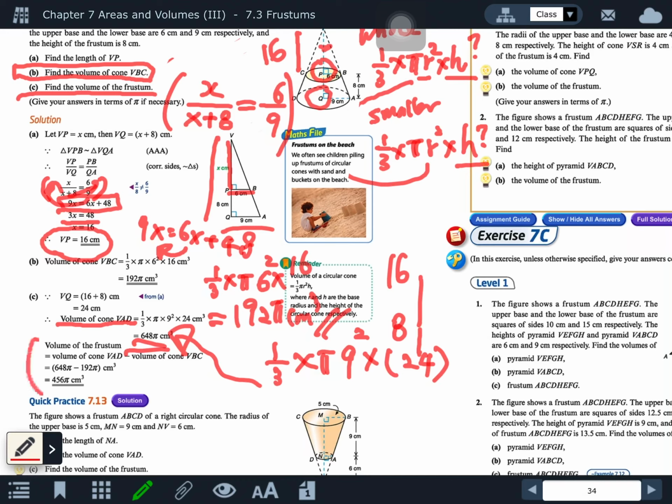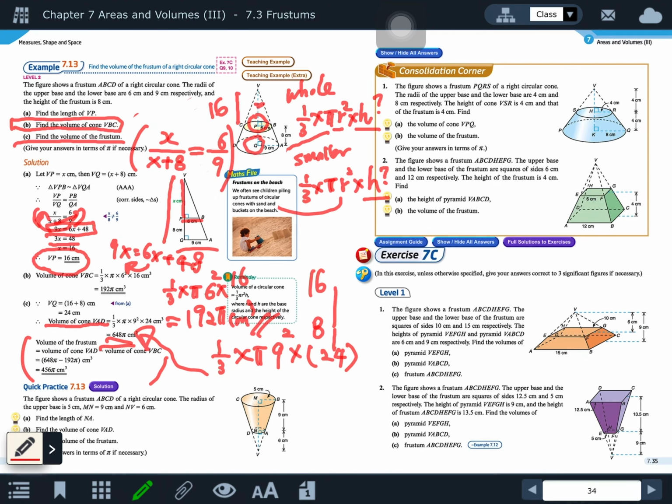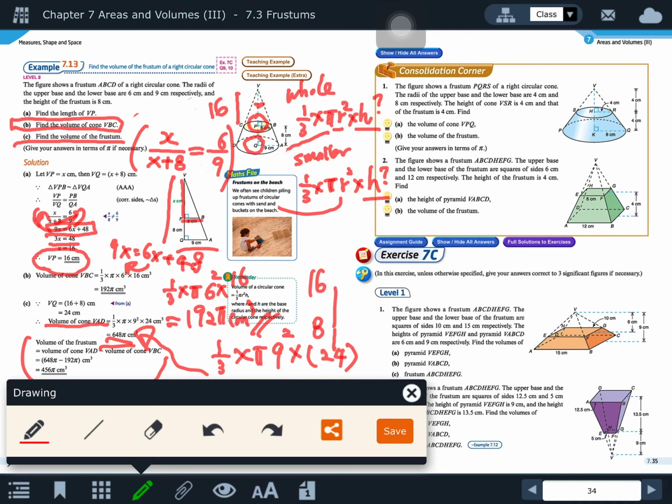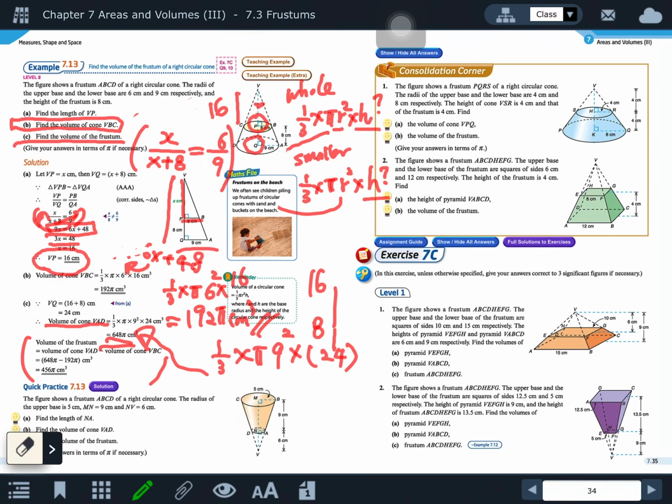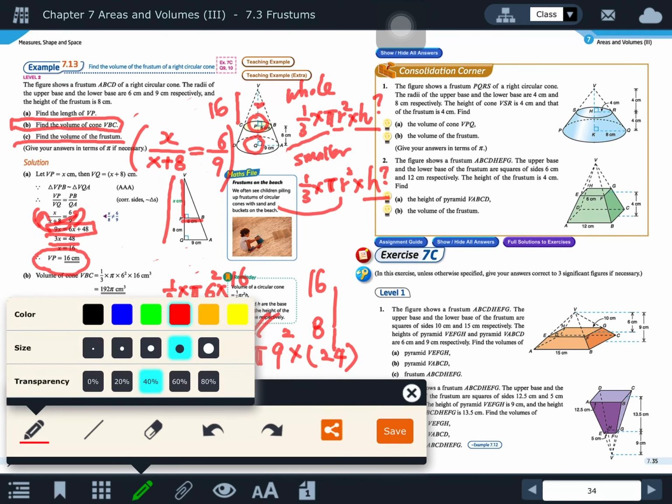So the frustum is again the bigger part minus the smaller part. So we need to find out something like this. What is the most important part in this equation is that we need to use the similar triangle to find out the height of the figures. Actually, this is the most important part.